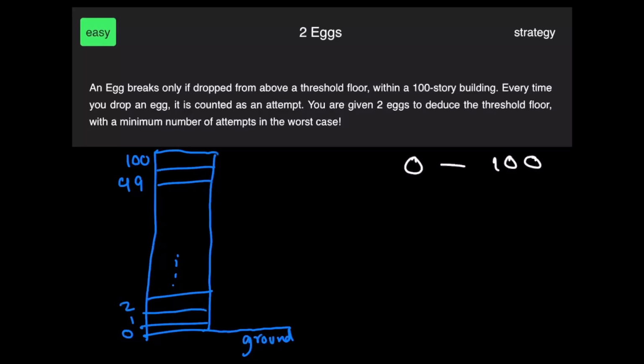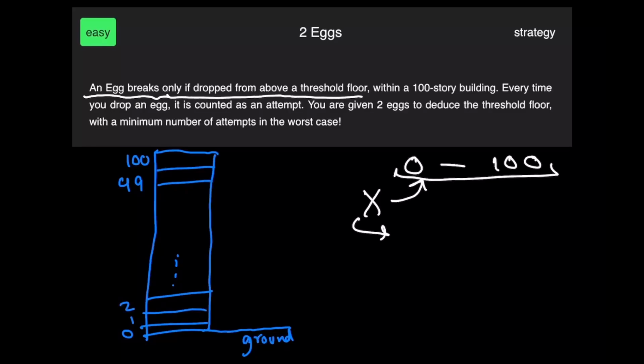There is a particular threshold floor that we don't know of yet. So let's just call it x. And x could have a value anywhere in this range, such that from any floor above the floor x, if we drop an egg, then it's going to break. So over here, we've been given that an egg breaks only if dropped from above a threshold floor, say the value is x, right? And we've been given two eggs in total.